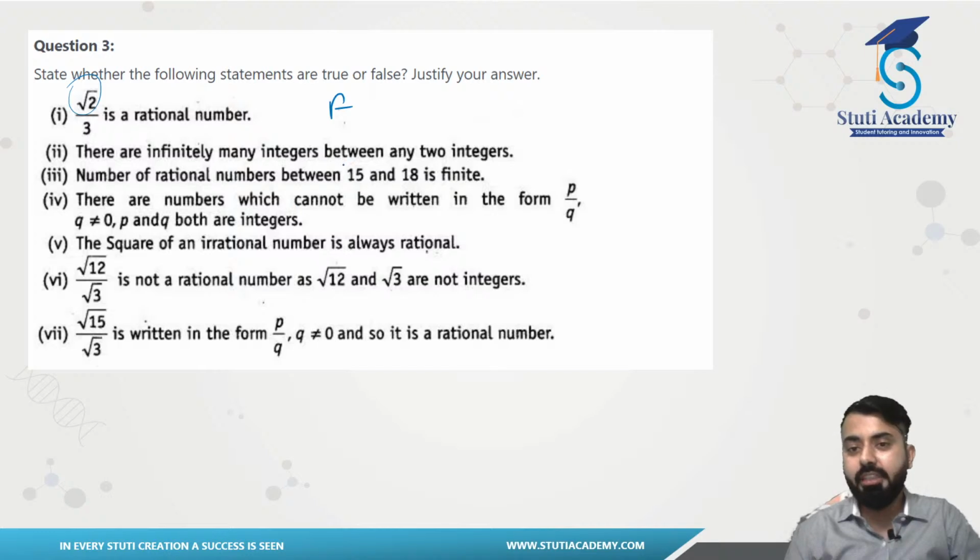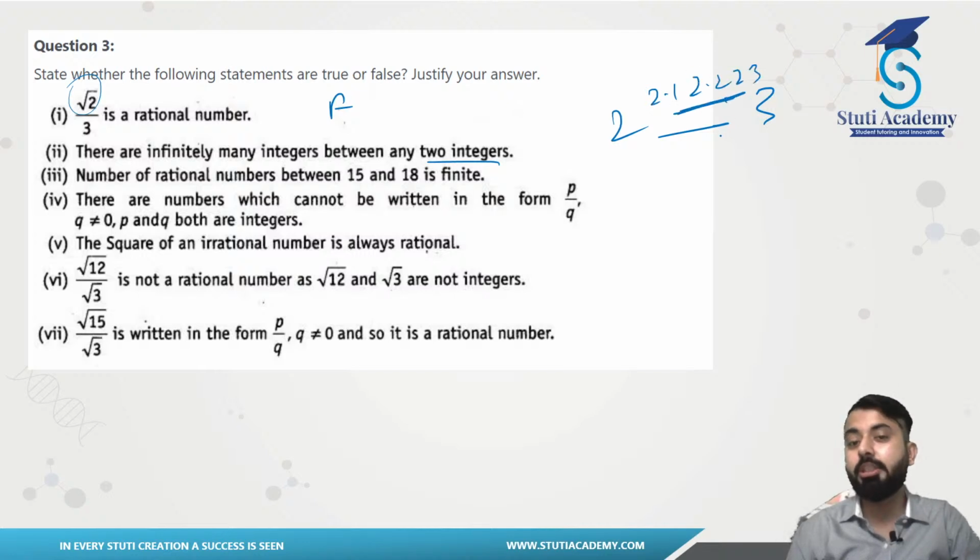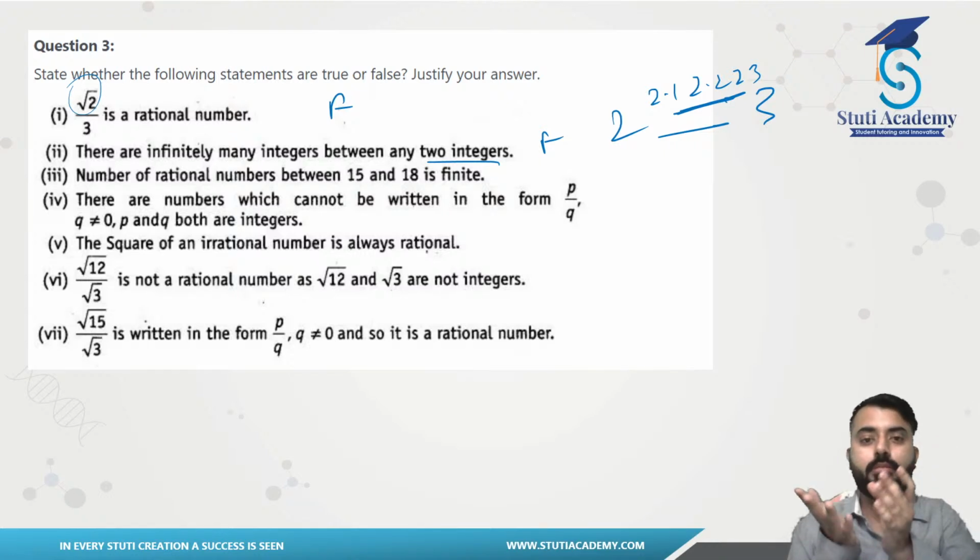There are infinite many integers between two integers. Can this be the case? Can you have infinite many integers? If I have 2 and 3, there can be what? Decimals, right? 2.1, 2.2, 2.3. These are your rationals but not integers. This is false, right? You will be having decimal values. You cannot have whole numbers, your natural numbers. That cannot be the point here.